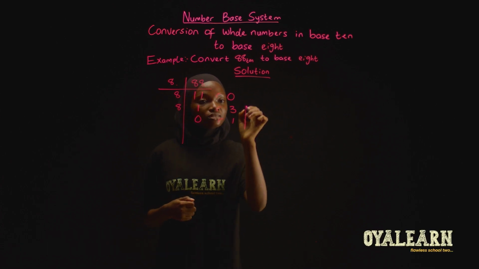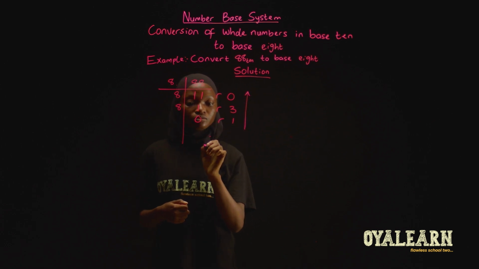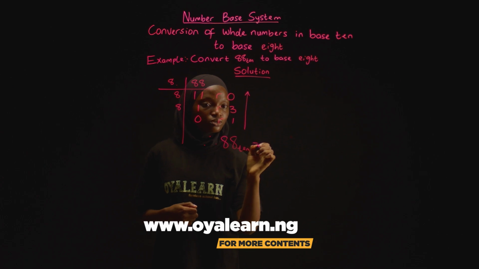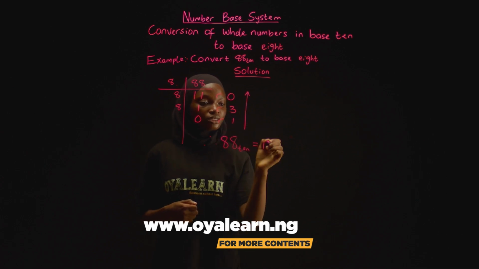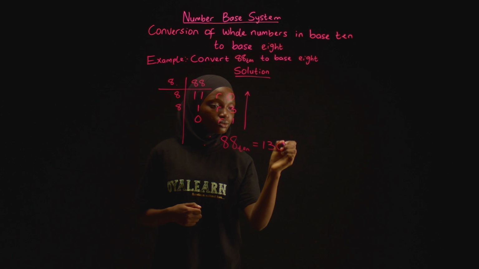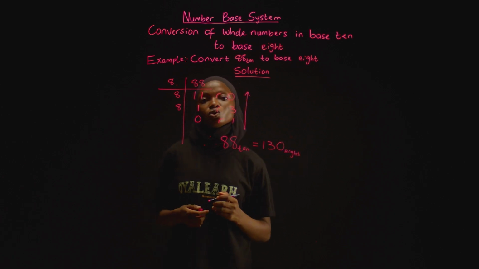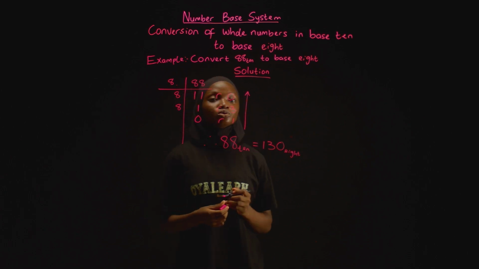Then we'll take the remainders upwards. Therefore, our 88 base 10 equals 130 base 8. And that's how to convert 88 base 10 to base 8.